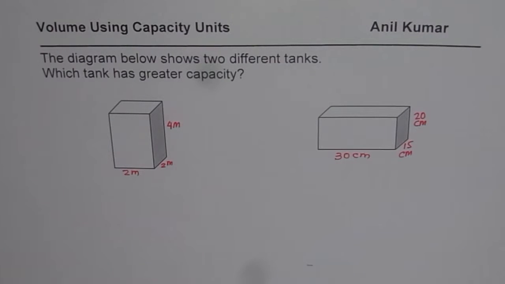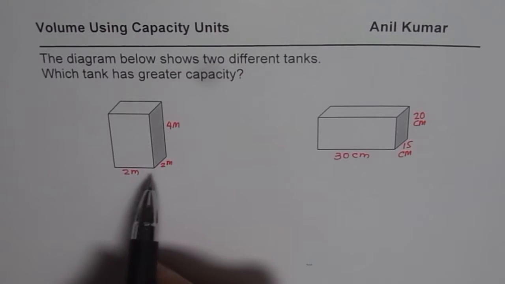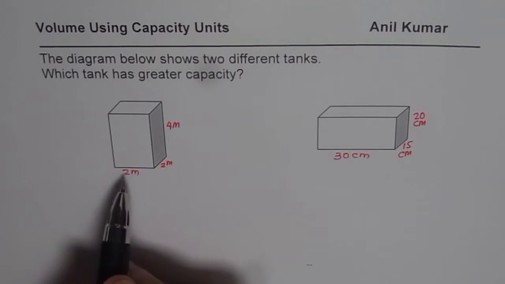The question here is, the diagram below shows two different tanks. Which tank has greater capacity? And you can also find by how much, right? So that could be your question. So these are the two different tanks given to us. Dimensions of the first tank is in meters, the other one is in centimeters, right? So let's find the capacity of each.